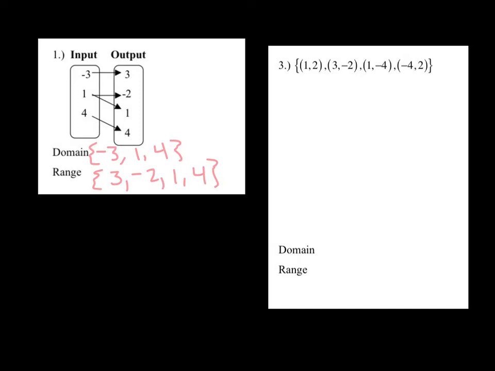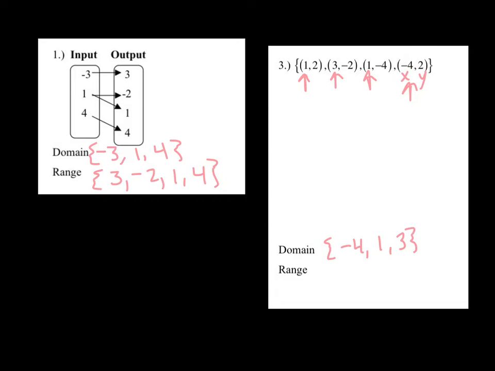So if we look at number 3, the domain and range, it gives you ordered pairs. So remember that in ordered pairs, the first value is your x, the second value is your y. So the domain values will be -4, 1, and 3. I just listed them in order from least to greatest. I'm not picky about it. And you don't need to list one twice. If it is there twice, it's fine, but you don't have to list it twice.